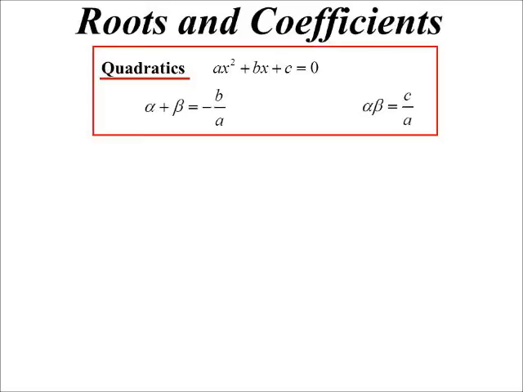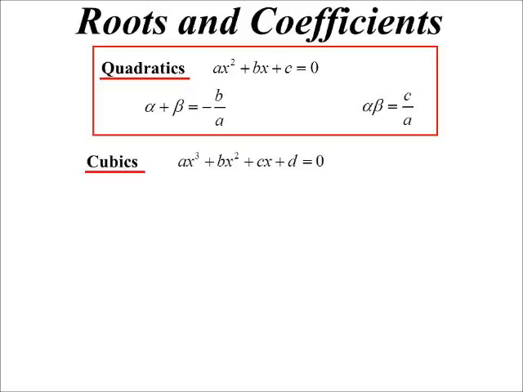Roots and coefficients, the relationship between the two. So the relationship between the solutions to the equation, if you like, and the coefficients. Back in quadratics, we have already seen this idea. And you may remember, there's our general quadratic, and we said the sum of the roots was minus b on a, and the product of the roots was c on a.